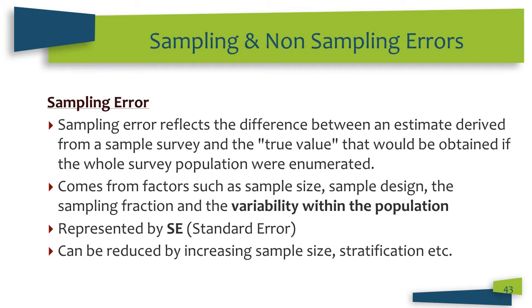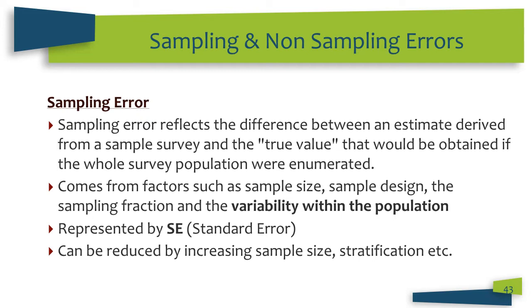Okay, so before we move on to the software part, let's distinguish between sampling and non-sampling errors. Whenever you're doing sampling, there are two kinds of errors that you will come across. The first is sampling error. What is sampling error? Well, it is the difference between the true value of the entire population and what you have estimated because of sampling.